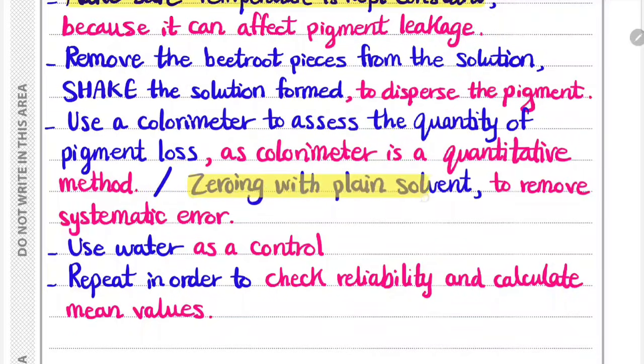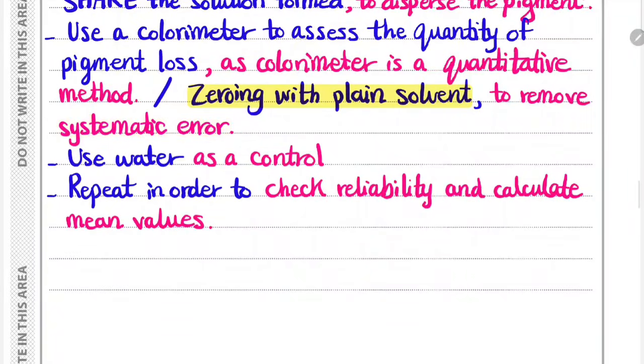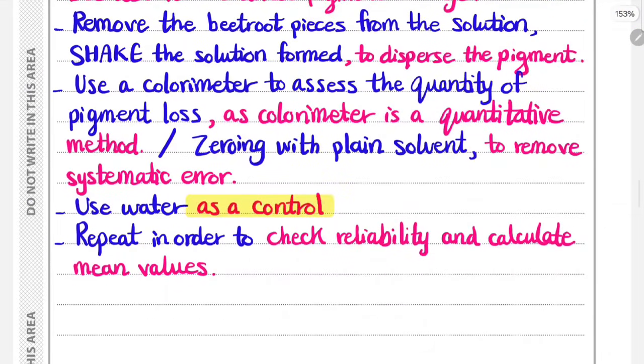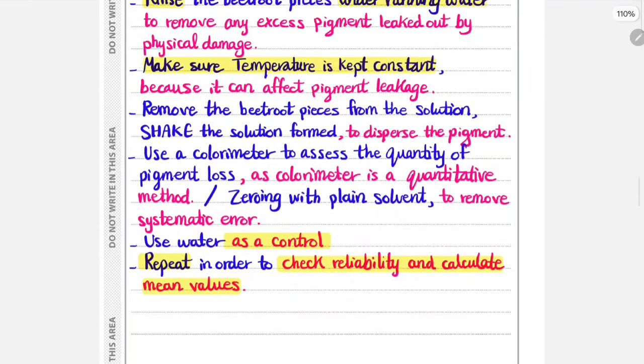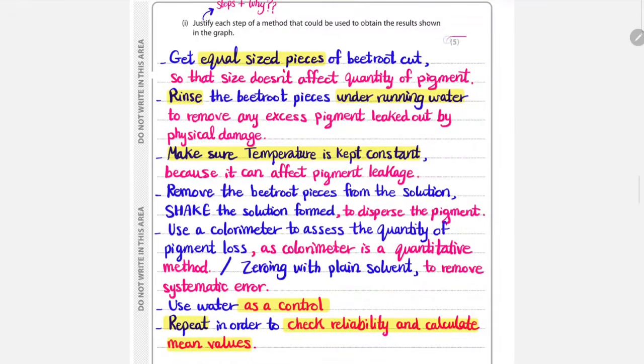We could say that we have to zero with the plain solvent in the cuvette, and this is to remove any systematic errors. Using water, as we have already said a few minutes ago, acts as a control. Repeat in order to check reliability and calculate mean values. So the reasoning for repeating is in order to check reliability. And that's it, guys, for this question. I hope you knew how to get the 5 marks fully without losing a single mark.